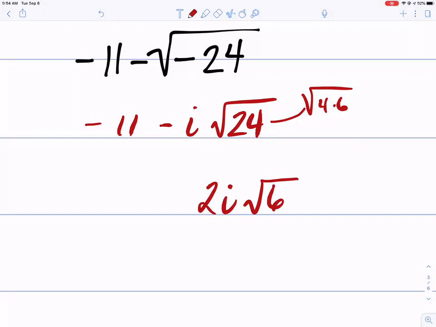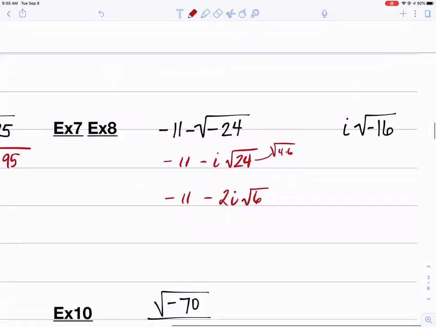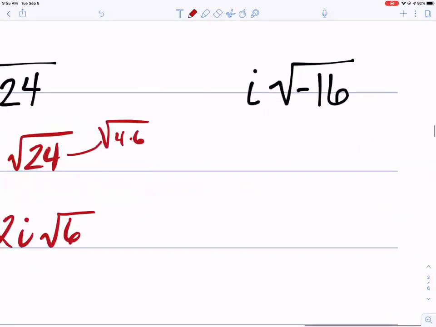Now what's all the other stuff that I haven't messed with yet? A negative 11, and a minus. All right. Now, can I add or subtract these two terms? Why not? They're not like terms. You cannot add and subtract things that are unlike. So this is done, and it's in standard form because it's an a plus bi form. All right, let's look at, how about you guys do this example here, example 8.